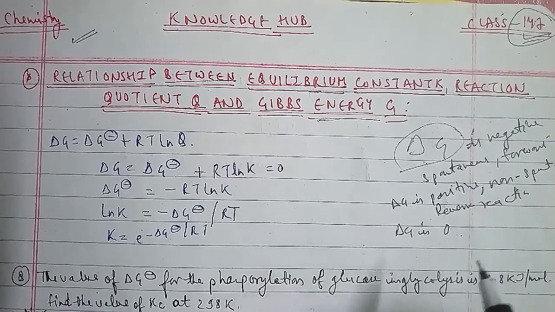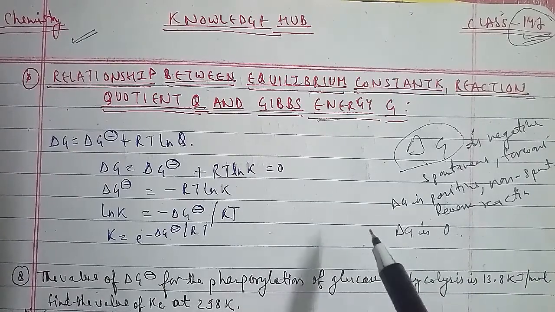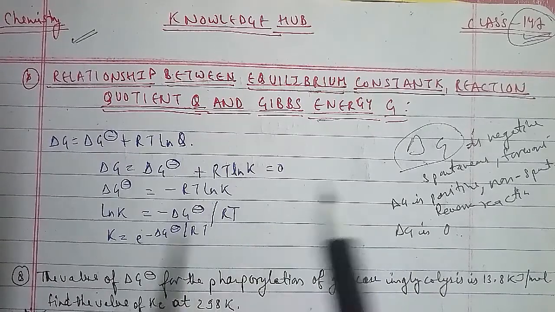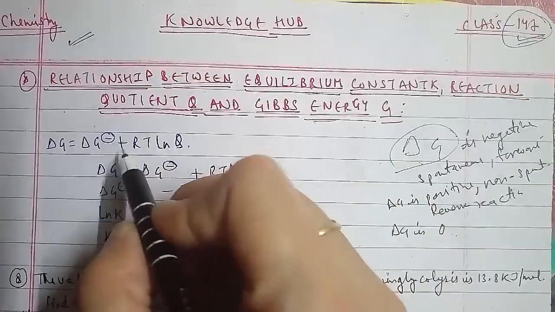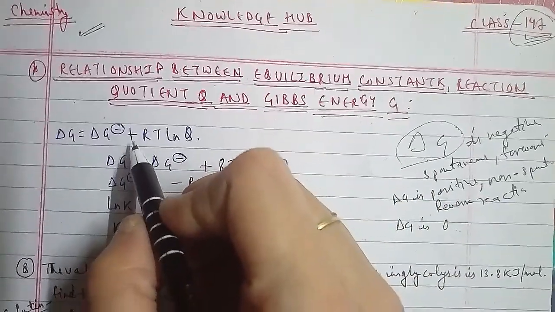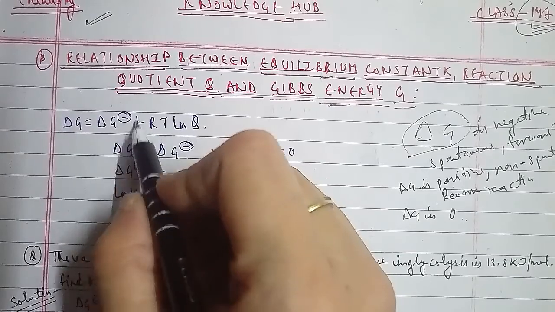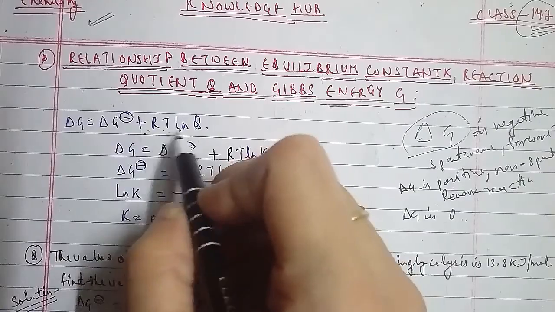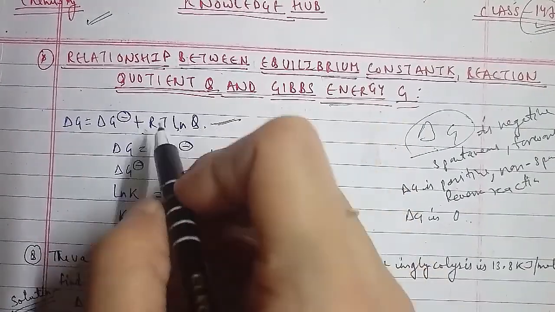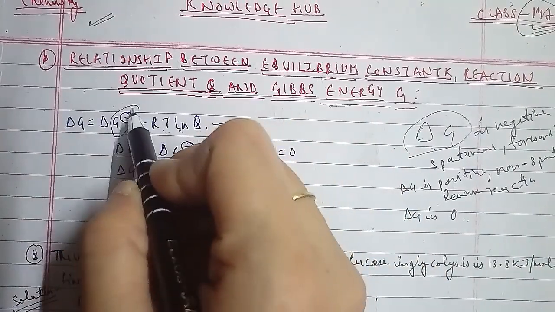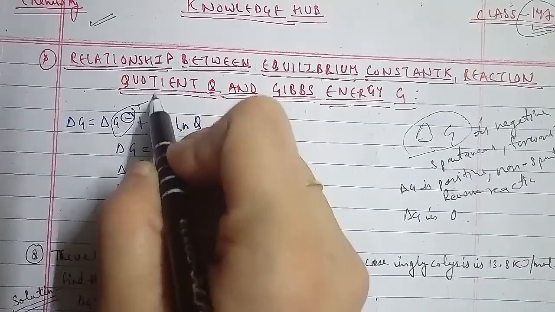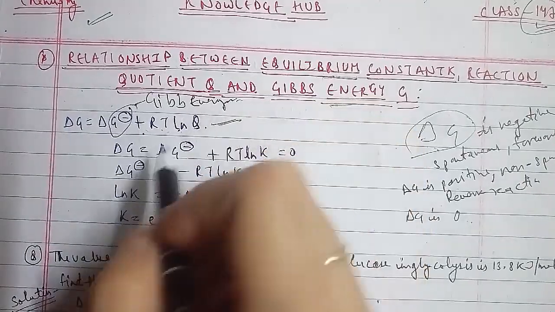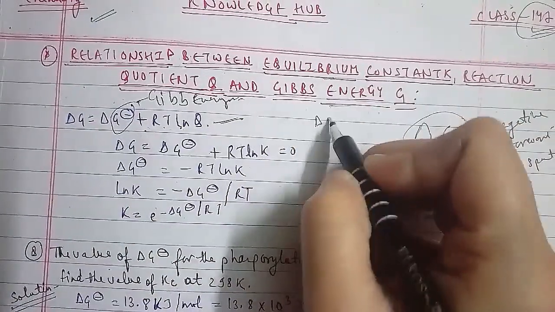Now, a mathematical expression for this thermodynamic view of equilibrium can be described by the following equation: delta G is equal to delta G standard plus RT ln Q, where this G stands for the Gibbs energy. At equilibrium, when delta G is equal to 0, then Q is equal to Kc here.